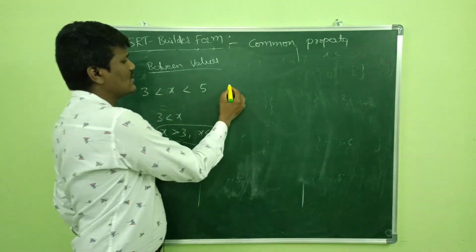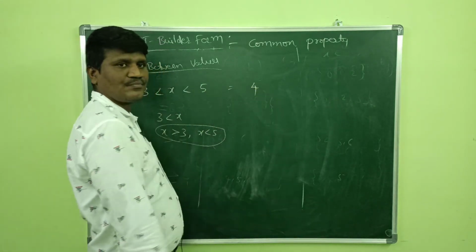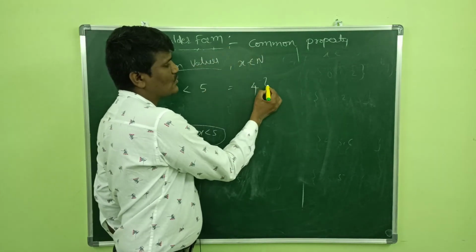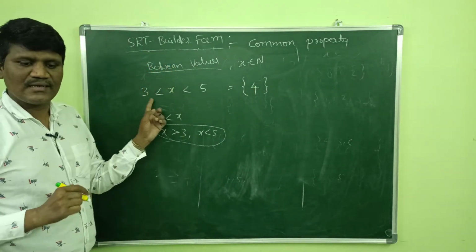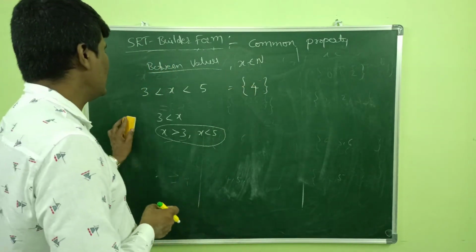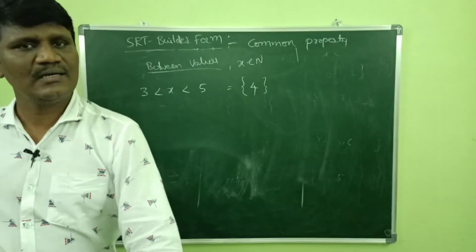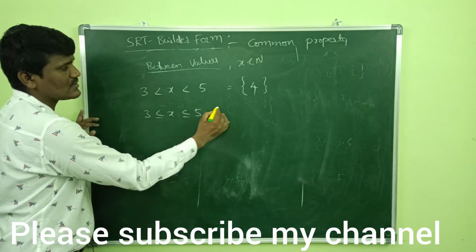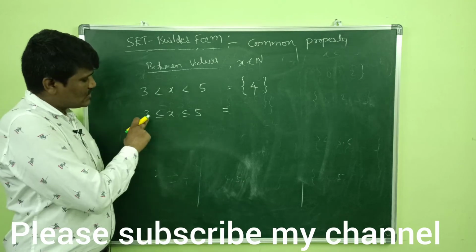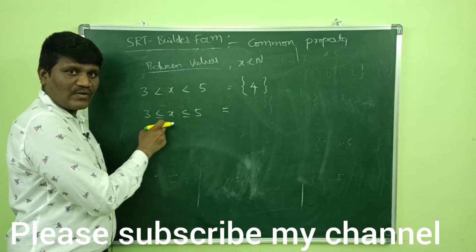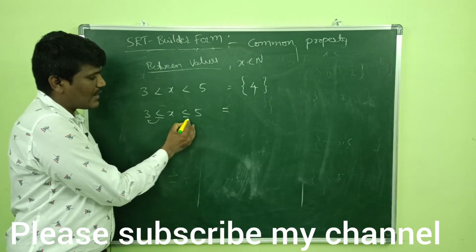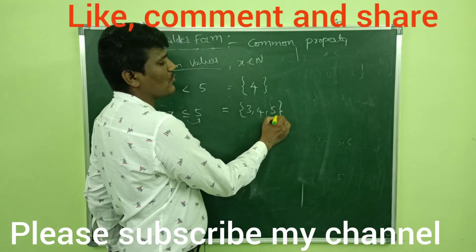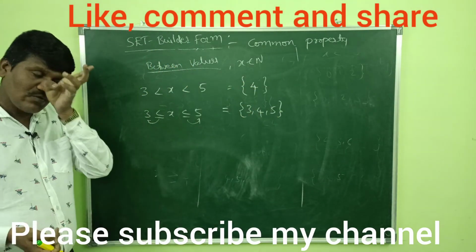So what values will come here? Greater than 3 means starts from 4. Less than 5 means only 4. Suppose x belongs to N only. So 3 less than x less than 5 means only 4 will come. Okay. Now suppose 3 less than or equal to x less than or equal to 5 is there. So here also you should take the between values, and also take this 3 and this 5. So this will be written as 3 comma 4 comma 5.